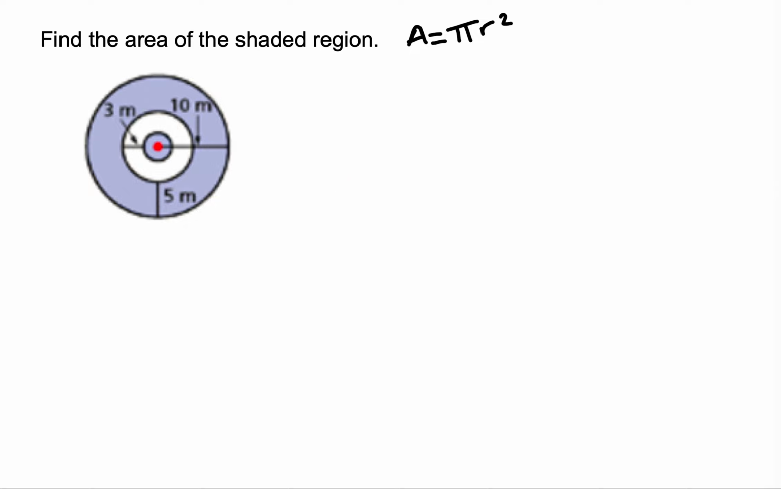All right, so this picture is a little hard to understand. This 10 represents this part. It's the radius of the big circle. So for the big one, we're going to do 3.14 times 10 times 10. 10 is the radius. Okay, and that's going to give us 314. That's my biggest area.